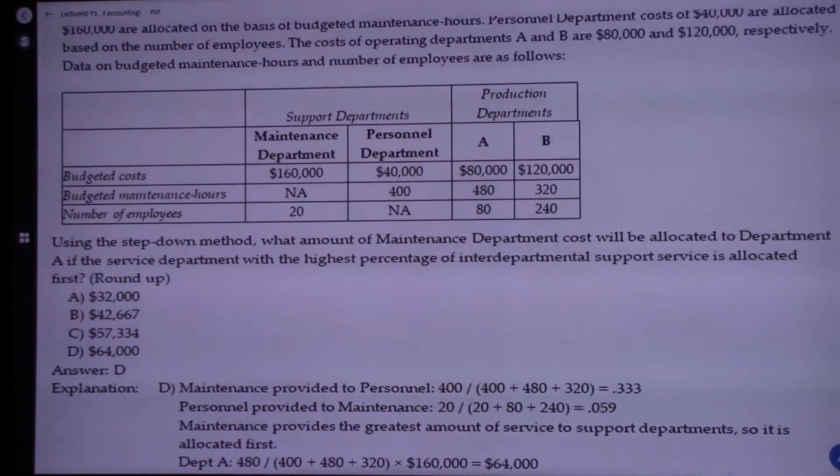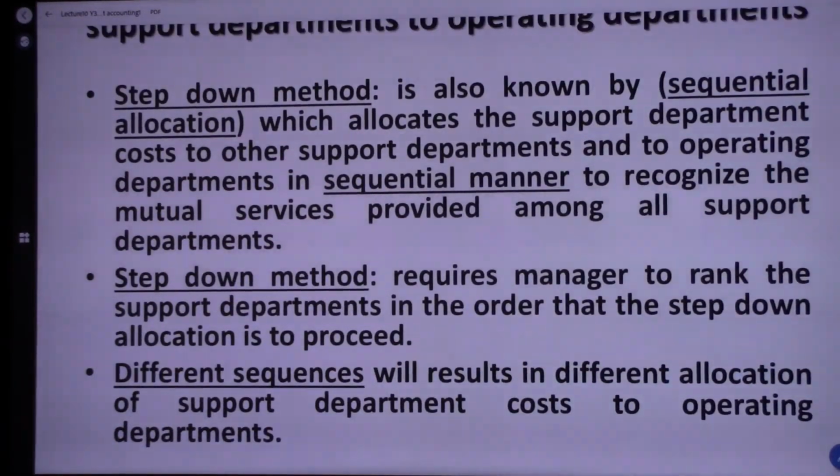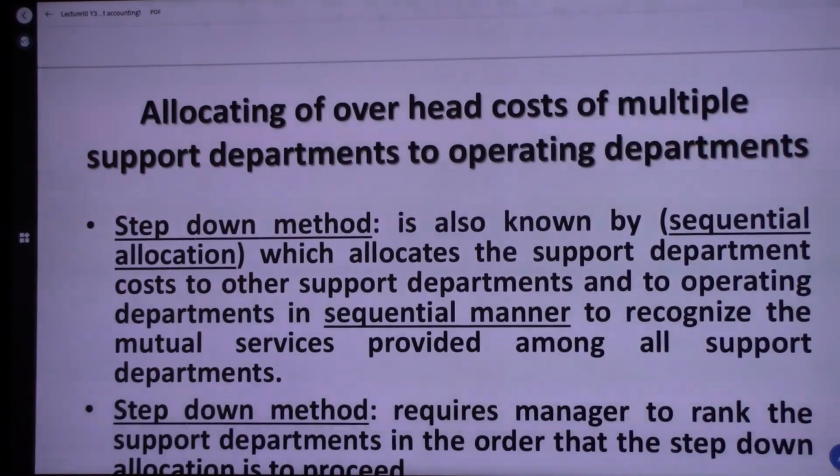Again, here in chapter 15, we are talking about cost allocation between supporting department and operating department. The only allocation method you are required in chapter 15 is the step-down method. Again, we are only going to take objective 3 from chapter 15, which is talking about cost allocation for multiple support departments to operating departments using the step-down method, applying in a sequential way.